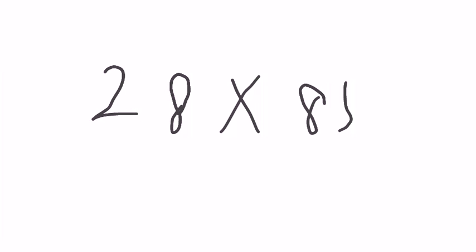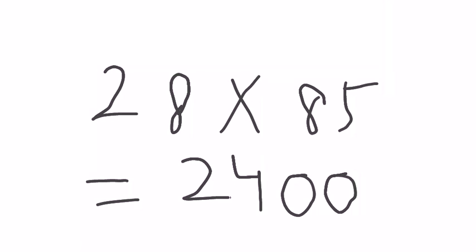Or if my shirt costs 28 and I have to multiply it by 85, then what do I do? I would just say, okay, I just remove the seventh part of it, which is 4. So 28 minus 4 is 24. So my shirt would cost roughly 2,400.